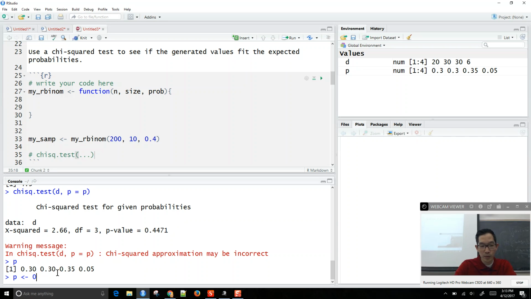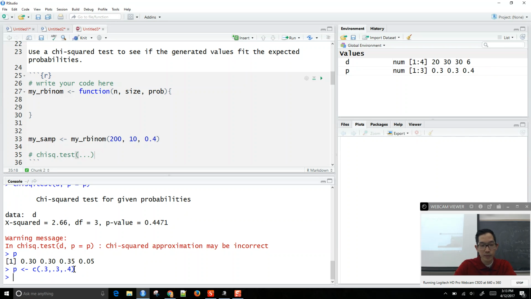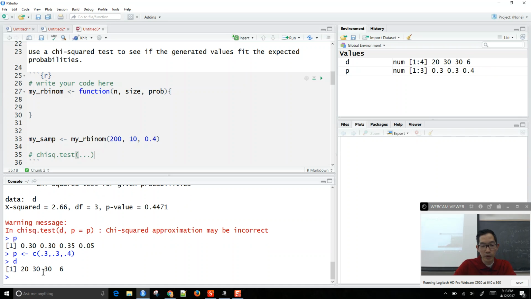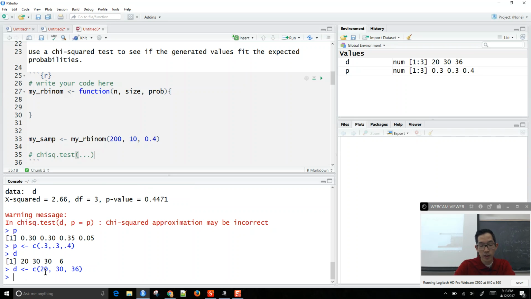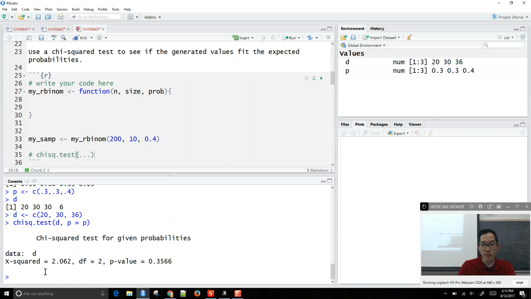So I'll just combine these last two, and I'll do 0.3, 0.3, 0.4, and then for my D, I would have to combine these 6 back into here. And so my D would be 20, 30, 36. Then I can do my chi-squared test of D versus P, and now the error goes away.